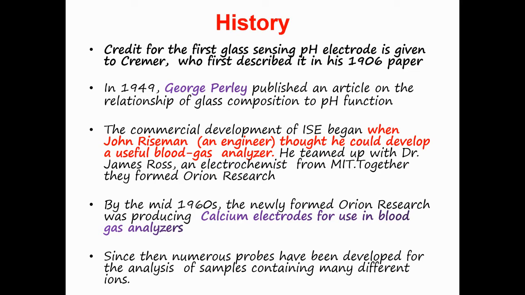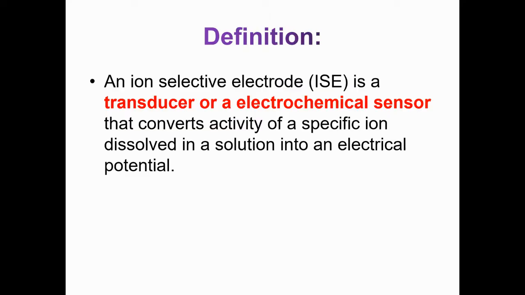In the mid 1960s, they newly formed Orient Research by introducing calcium electrodes. They majorly focused on blood gas analysis, and later they came to estimating the serum electrolytes. They used numerous probes for analysis of the samples. This is the history behind this.